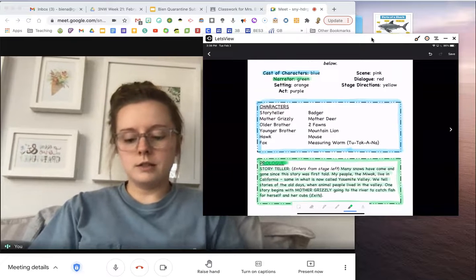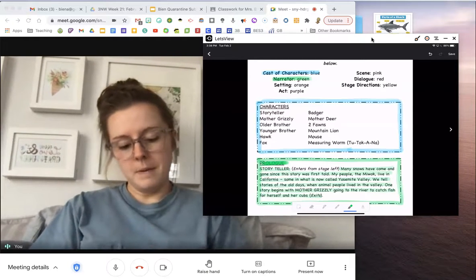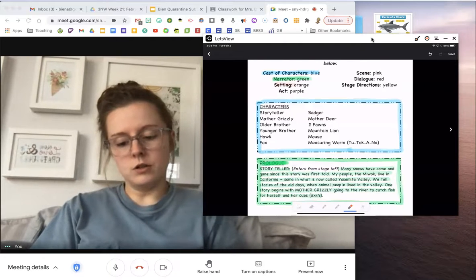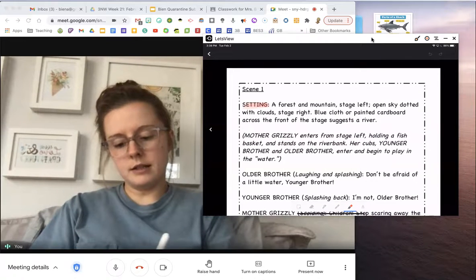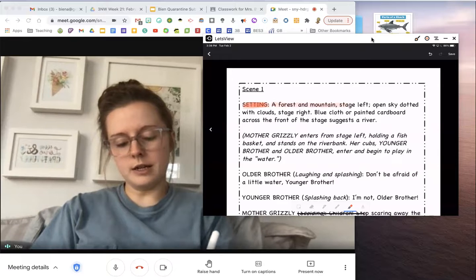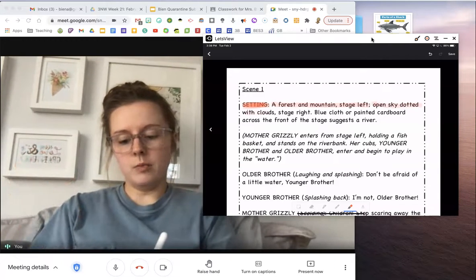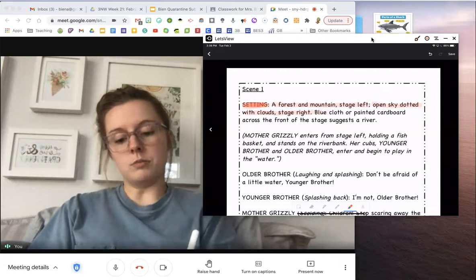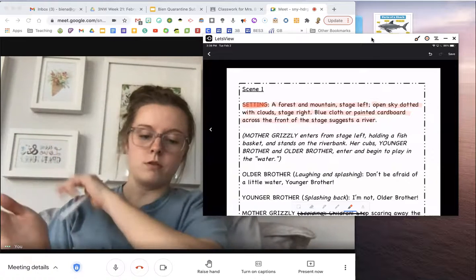The prologue means something that you need to know before the story happens. Okay? Next, we need to know our setting, and it wants us to make our setting orange. So our setting this time is going to be a forest and a mountain on stage left, and an open sky dotted with clouds, stage right. The way they're going to make that is with a blue cloth or painted cardboard across the front of the stage, making a river.